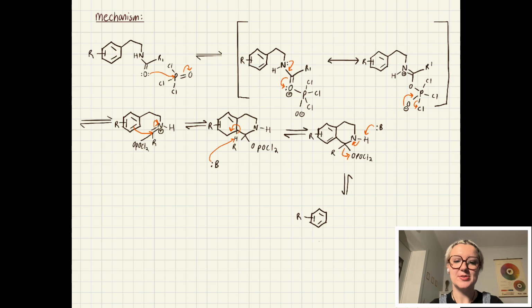So we are going to use a base to deprotonate that hydrogen and reform the double bond. And then our last step is going to be deprotonating again, and we're going to use that to form the double bond to the nitrogen and kick off the O-POCl2 group, which will leave us with our product.